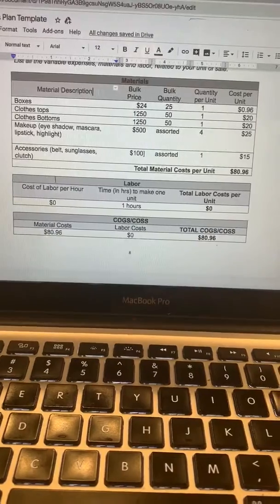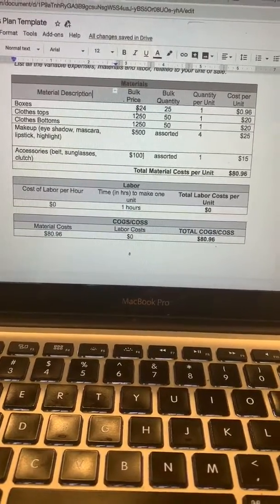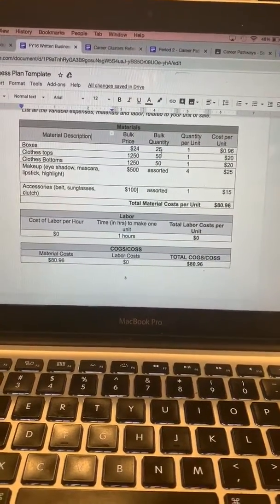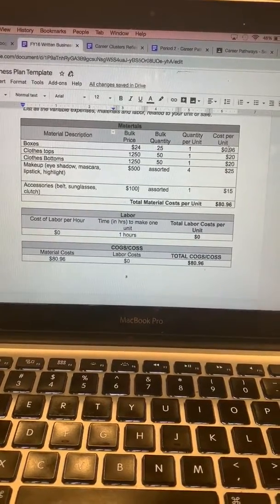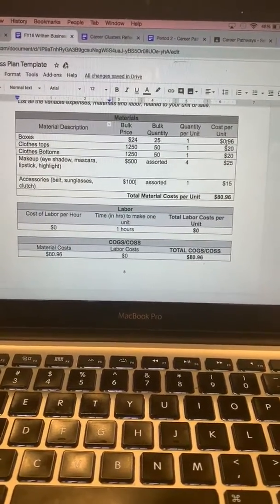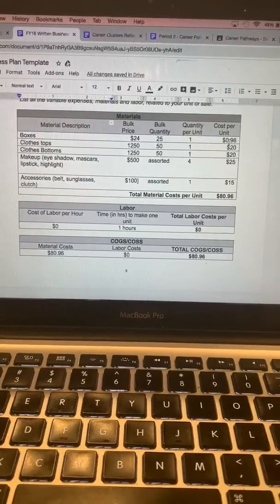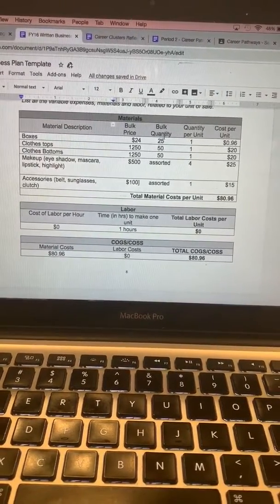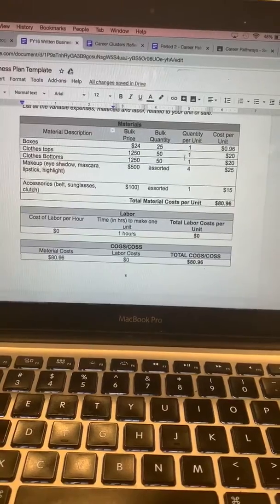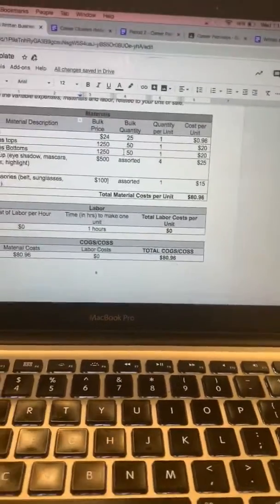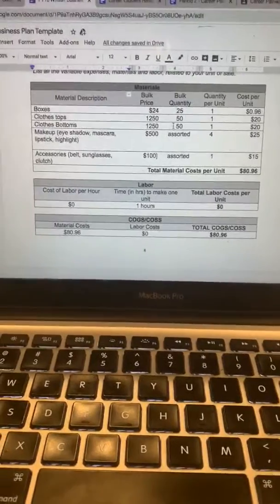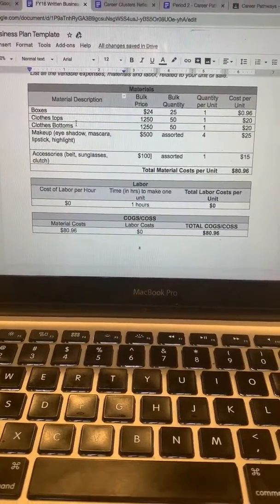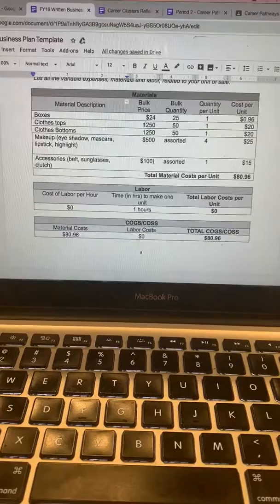And so you do the bulk price, bulk quantity, how much do you need per unit, and then you figure what is the cost per unit. All right, to figure the cost per unit, you simply divide the quantity over price. I hope I'm saying that right. And then the next step would be just factoring out all of that.